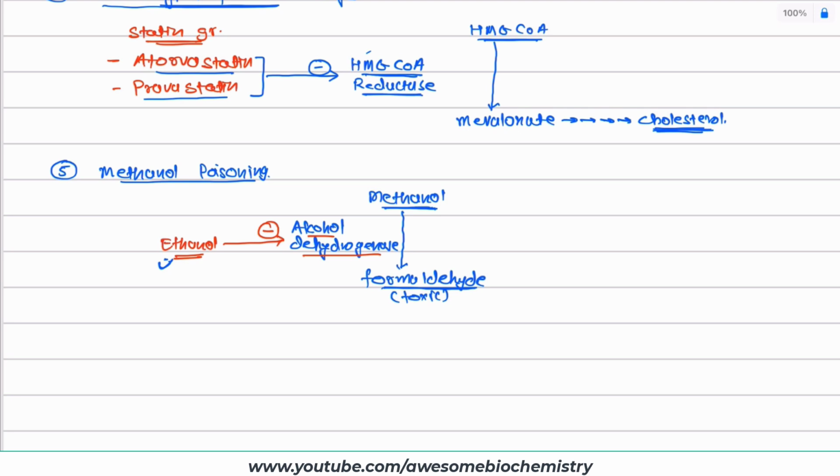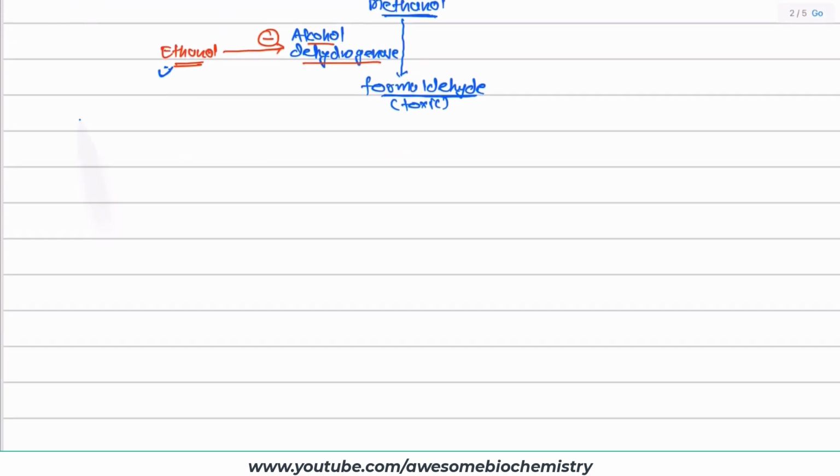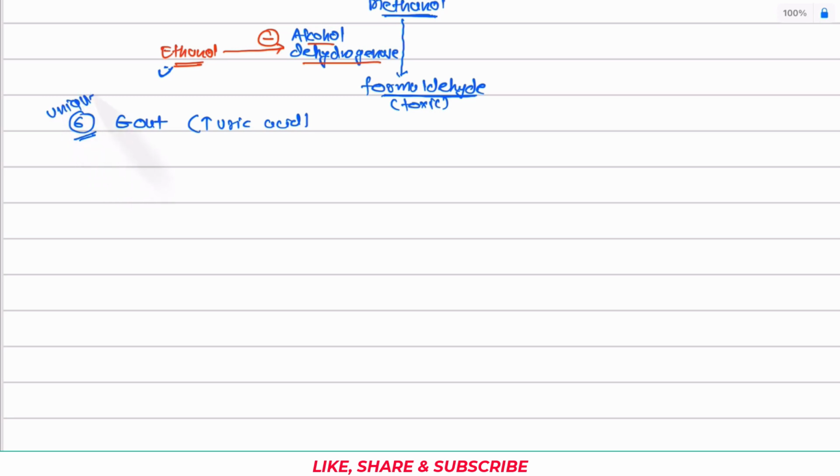The last example that we need to discuss is about gout, or treatment of gout. Gout is a condition in which there is increased uric acid production. Remember, this last example is very unique, right? Let's see how it is unique. See what happens normally in our body. The purines undergo catabolism. So by the catabolic pathway, by a multi-step process, purine gets converted to hypoxanthine.